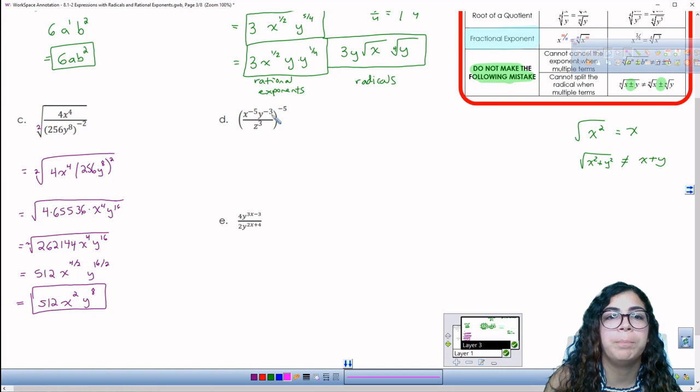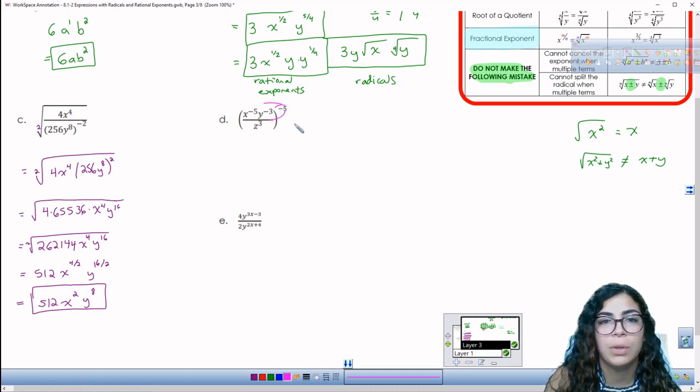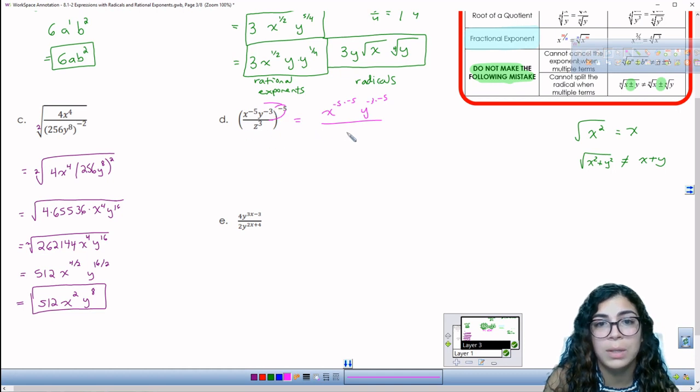So for D, let's just inside switch. Actually, no, because we're distributing a power of -5 anyway. So let's just distribute the power of -5. And here we're using power of a power, right? So I'm going to multiply -5 times -5, y to the power -3 times -5, and given that it's all in parentheses, it goes to the denominator as well, z to the power 3 times -5. So -5 times -5 is 25, -3 times -5 is 15, and 3 times -5 is -15.